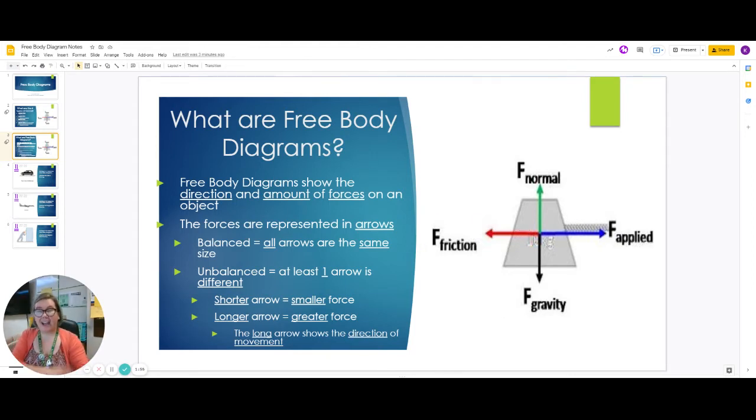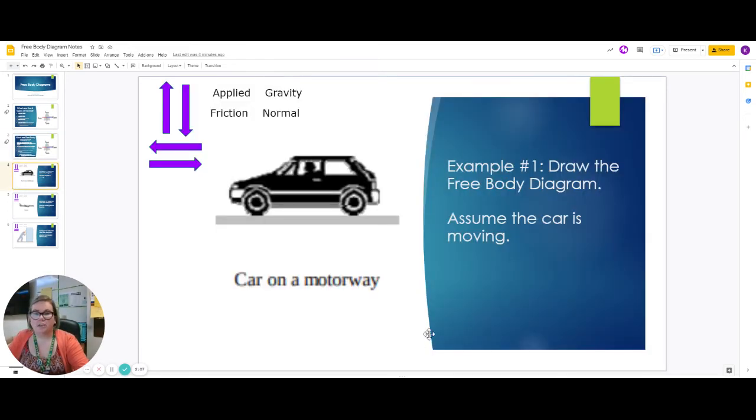A reminder, we kind of already talked about arrows, but now we're going to be putting them together and giving them some more specific labels. So to help get your minds around this, we're going to go through a few examples. That's really the best way to do this.